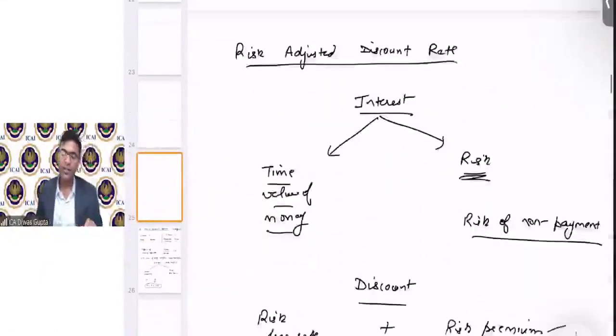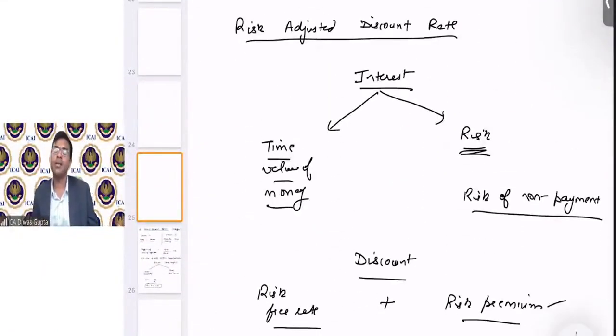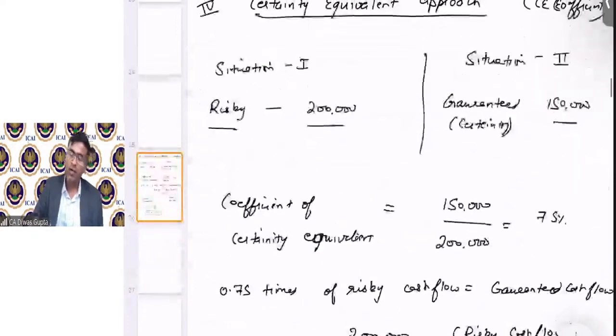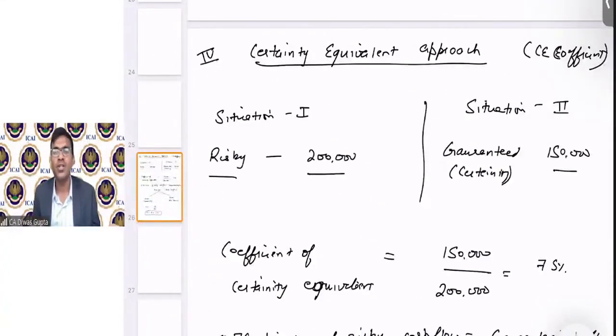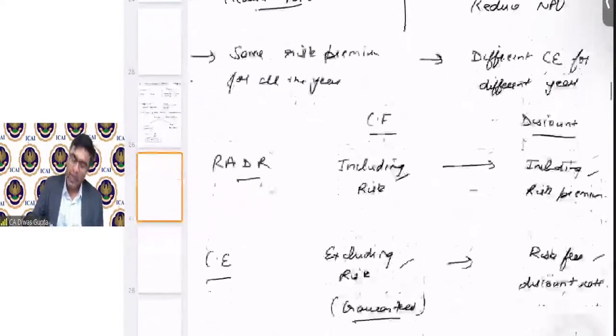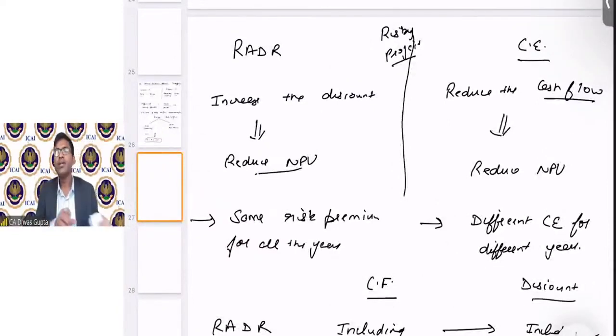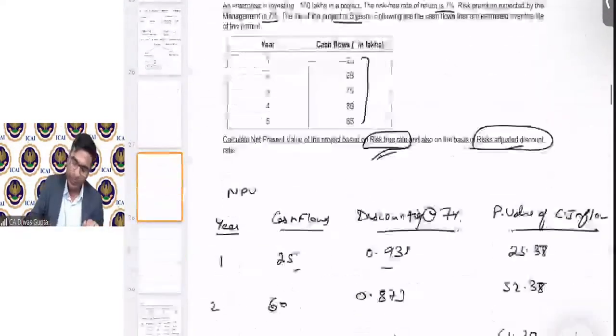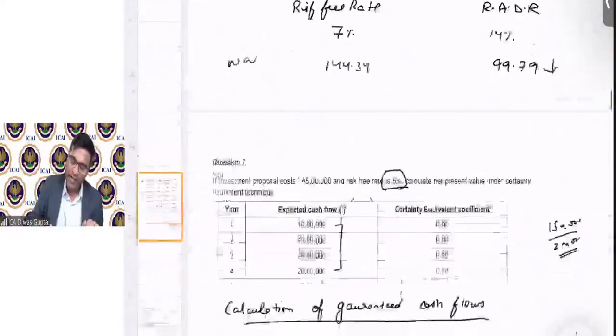Then next, we discussed the risk adjusted discount rate. We said that the higher the risk of the project, the higher should be the discount rate. Similarly, the certainty equivalent approach deals with the adjustment of cash flows in case of different risk elements in the project. There we studied the CE, coefficient of certainty equivalent, which measures the guaranteed cash flows divided by the total cash flows. We compared the differences between RADR and CE. CE actually reduces the cash flows, while RADR increases the discount rate if the risk element is high, and hence both of them have the effect of reducing the NPV.